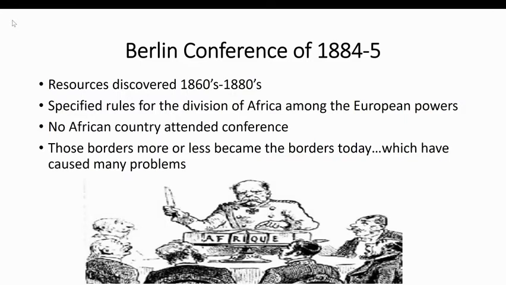And the kind of sad part about this is that no African people or no African country attended the conference. And then these borders that Europeans set for this conference, pretty much once the Europeans left in the 1950s and 60s, those more or less became the boundaries that we see today. And of course, these boundaries were not set up to help the people at all. A lot of times they crammed together ethnic groups that didn't like each other. Really, the borders were just created to help Europeans facilitate the exploitation of resources.